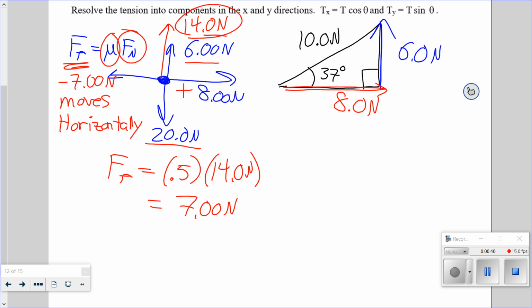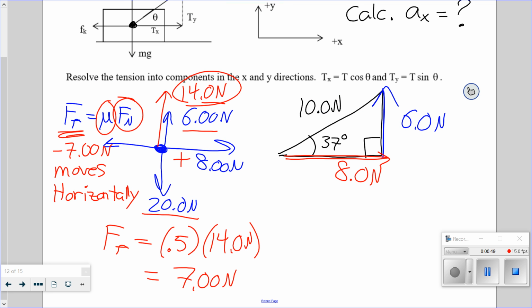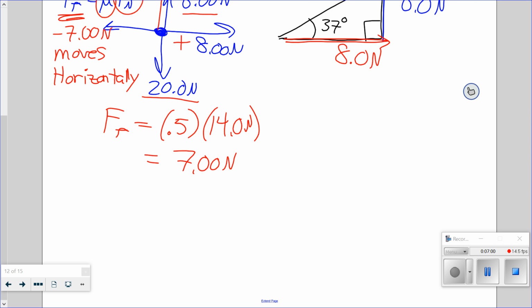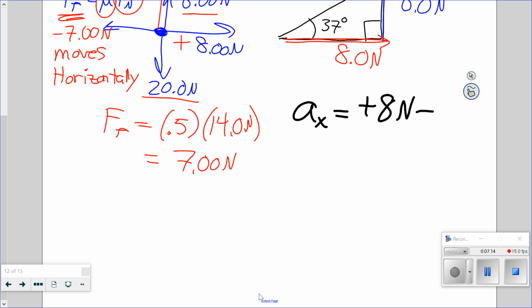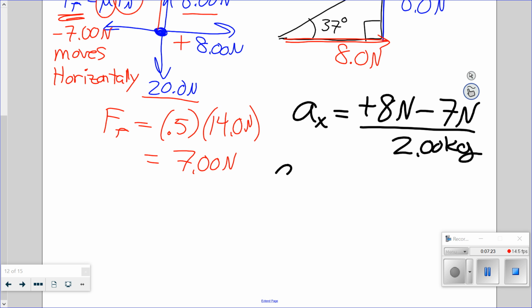Okay, so we want our acceleration, right? We want to know what happens, because maybe it's 0. Calculate a_x. Exactly. So a_x equals plus 8 newtons for the horizontal component of the tension, minus 7 newtons for the force of friction, divided by 2 kilograms. So we should get plus 0.50 meters per second squared.